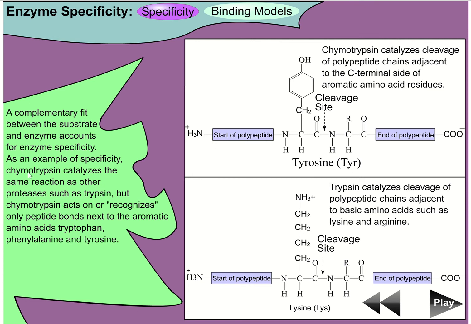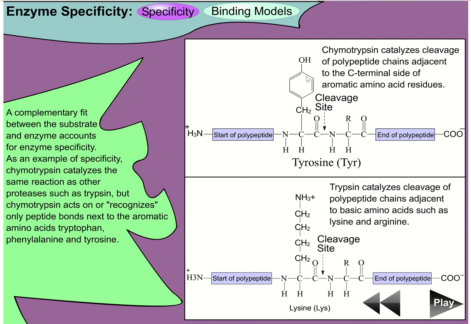If a key cannot fit in the lock, then that substrate cannot be acted upon by the enzyme. So as an example, we know that chymotrypsin catalyzes the same reaction as other proteases like trypsin. So trypsin and chymotrypsin, and there are many other proteases. They all catalyze the same reaction, which is breaking this peptide bond. This is C double bond O NH, the peptide bond. However, what they're saying is that chymotrypsin recognizes only peptide bonds next to aromatic amino acids.